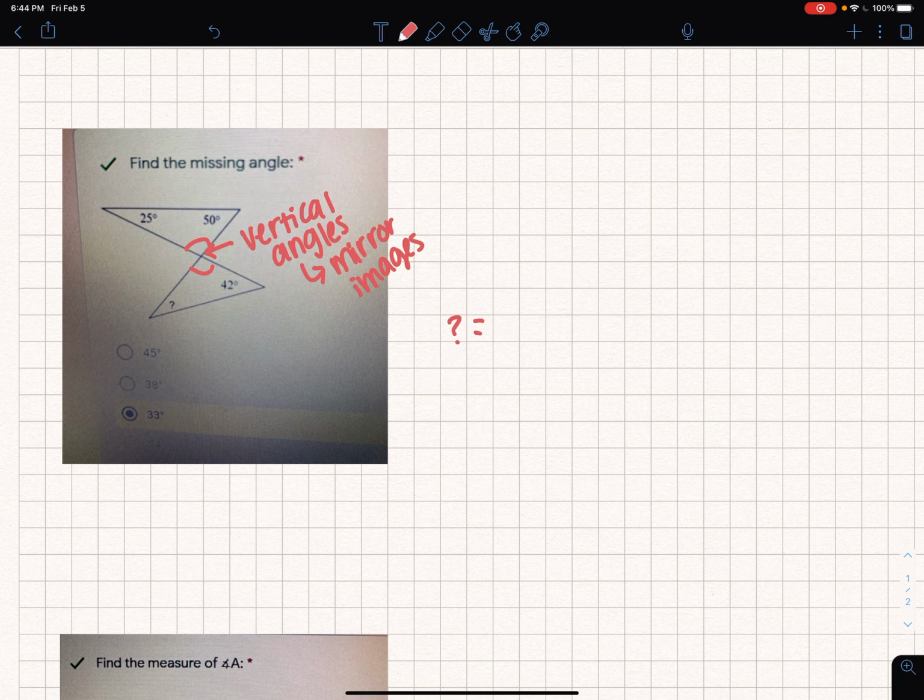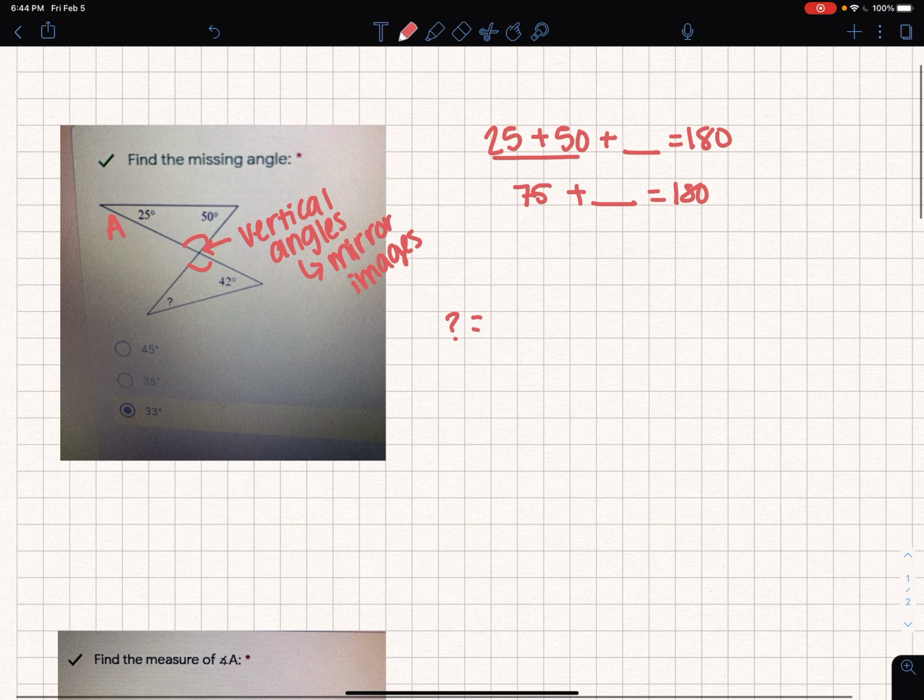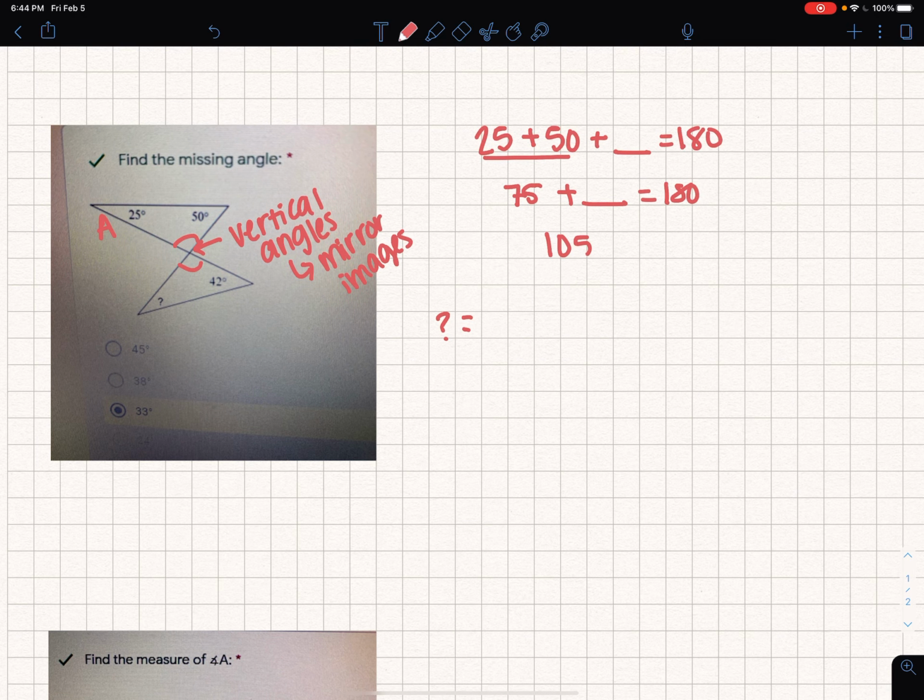So in order to find the missing angle of the top triangle, which we'll call triangle A, we'll add 25 plus 50 plus some kind of number is going to equal 180. Well, if I put together my 25 and 50, I get 75, plus a number equals 180. Well, I know that 105 plus 75 equals 180. So that tells me that my missing angle here is 105. And since this is a vertical angle to the one right opposite of it, that one's also 105.